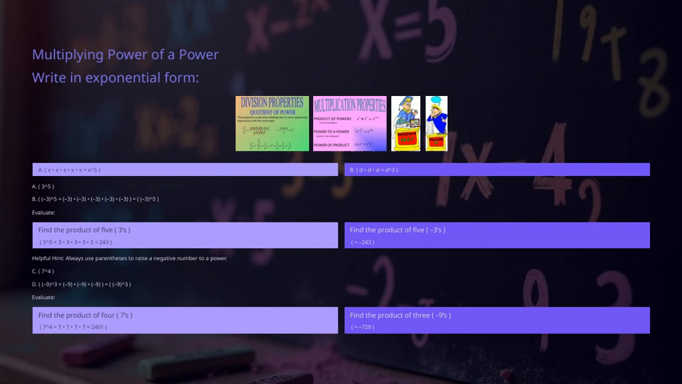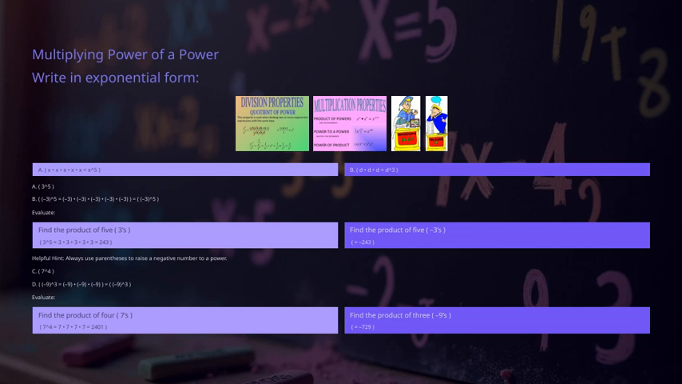Remember, it's important to use parentheses when raising negative numbers to a power. For instance, negative 3 raised to the 5th power, written as (-3)^5, means multiplying -3 by itself 5 times, which results in -243. Next, look at 7^4. That's 7 multiplied by itself 4 times, giving us 7 times 7 times 7 times 7, which equals 2401. Similarly, for 9^3, we multiply 9 by itself 3 times, resulting in 9 times 9 times 9, which equals 729.